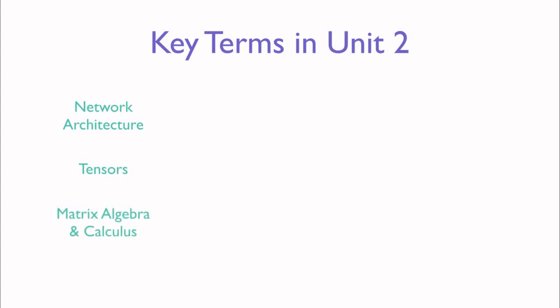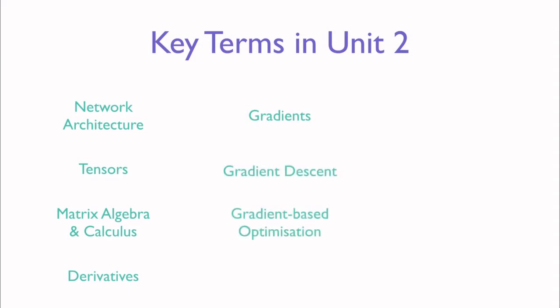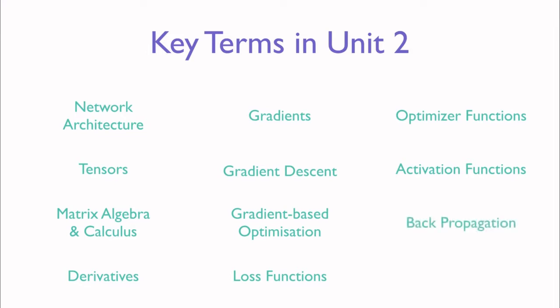You'll understand what derivatives and gradients are and see how they come into play as gradient descent, and we'll look at some common implementations of a variety of different types of functions, including loss, optimizer, and activation functions. And finally, we'll see how backpropagation ties up everything nicely with the chain rule.